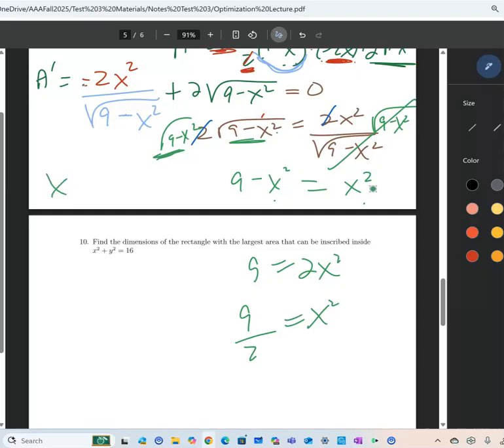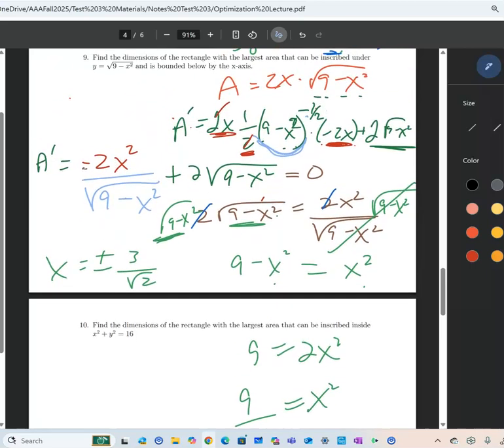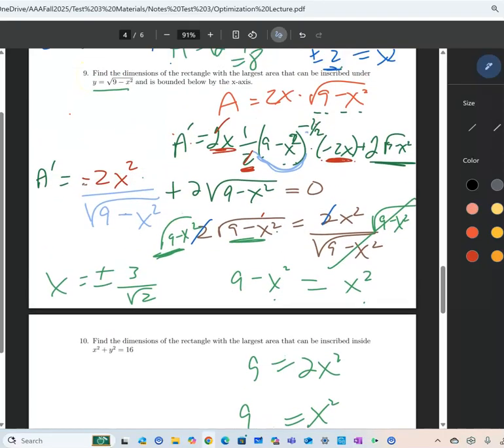So what does that tell me? X is equal to plus or minus 3 over root 2. So that's the x value. And can you find the y value by putting it back into here? Sure can. So I would get y is equal to square root of 9 minus, and that would be 9 halves. And that would be the y value.